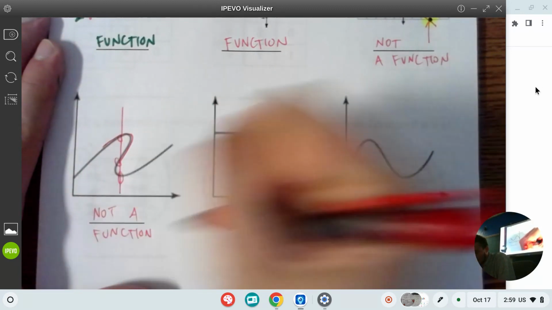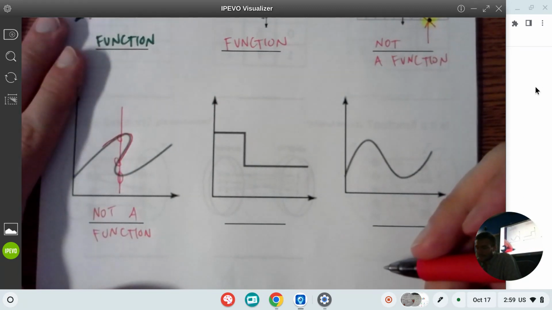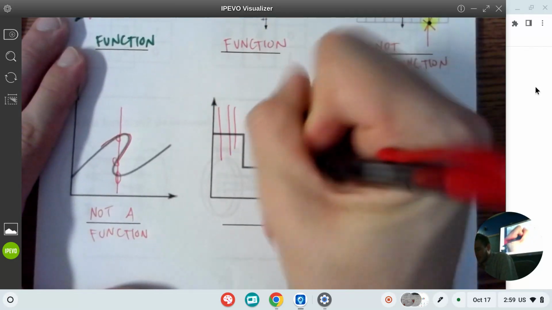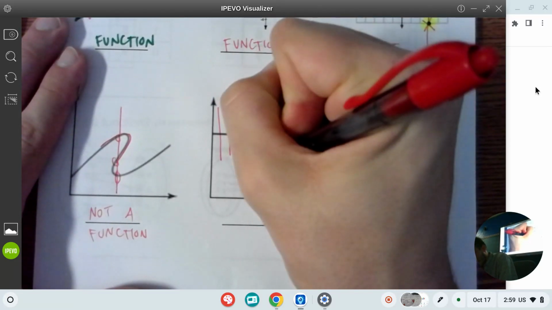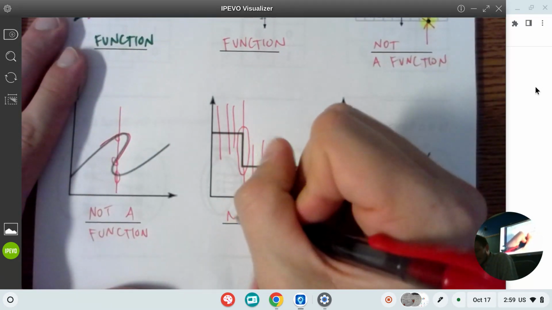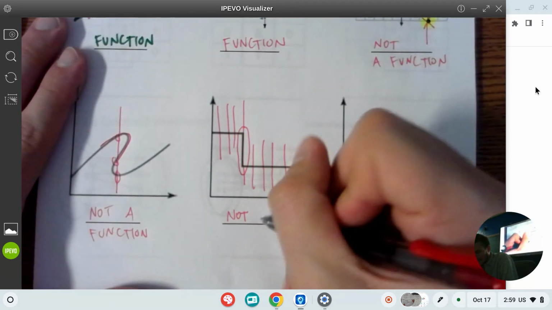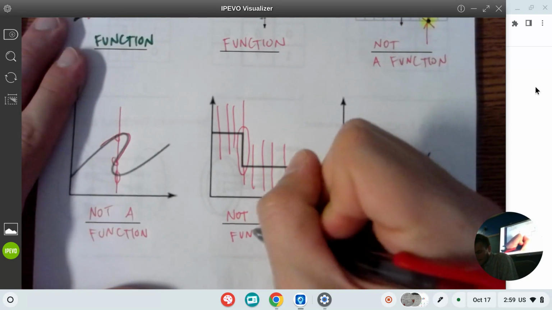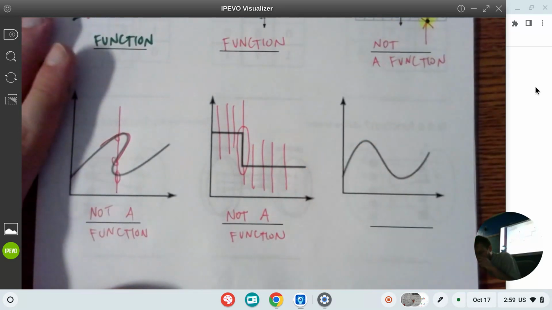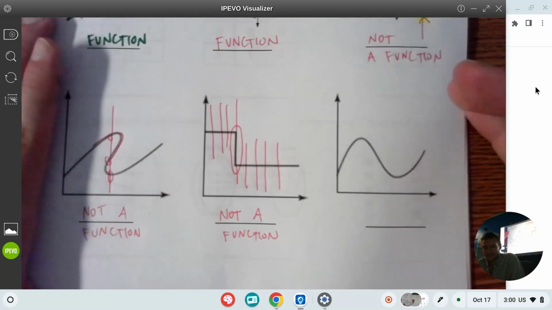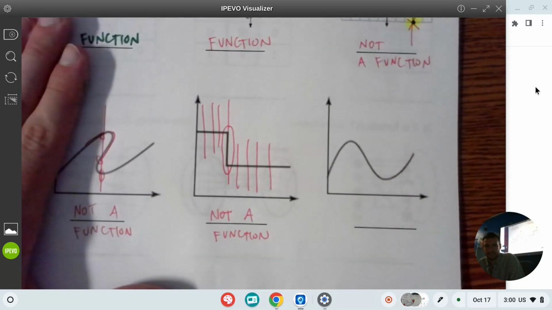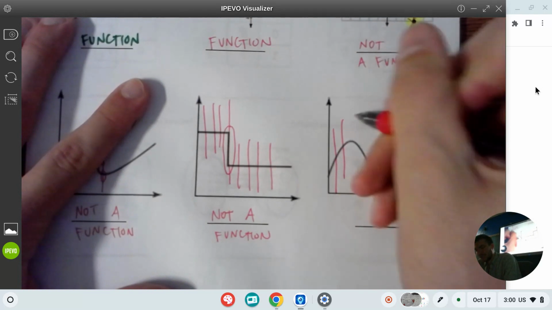What do we think about number 2? That's not a function. Right, I think it's good, but in this little spot right here, even if it was slightly slanted, it would be good, but if it's straight up and down, no bueno. Not a function. Last one, what did you think? Function or not a function? Function. Good.